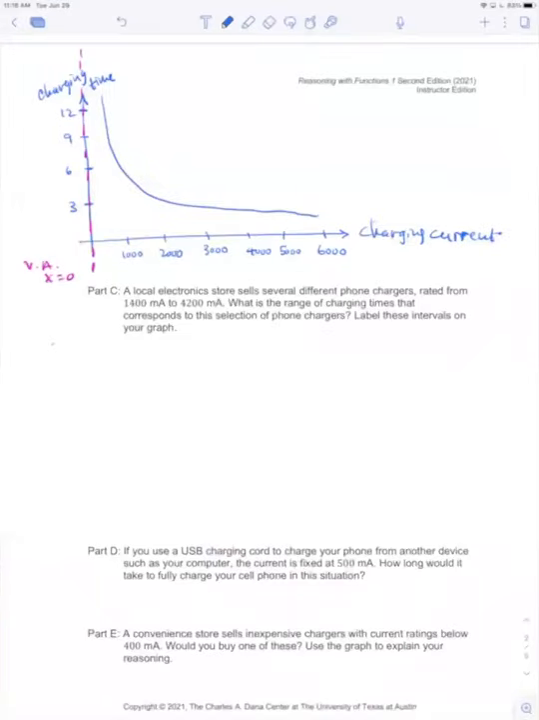The first one was 3,800 over 1,400, and we got about 2.7. I'll use the approximation. And then we have 3,800 over 4,200, and we got about 0.9 roughly.